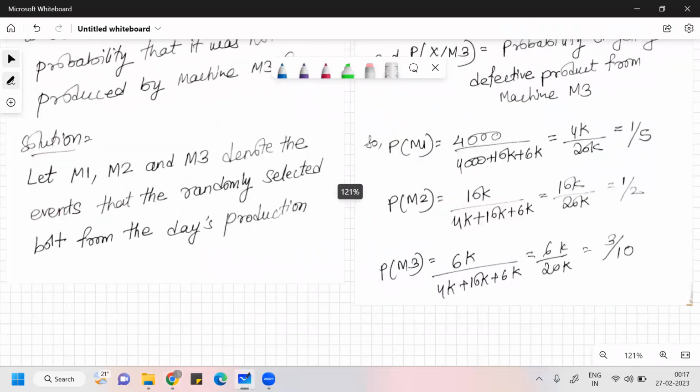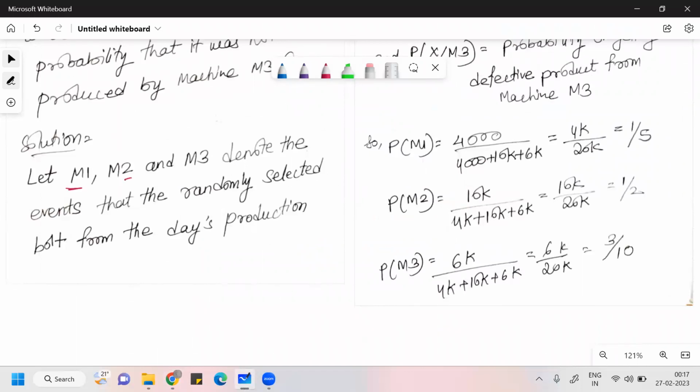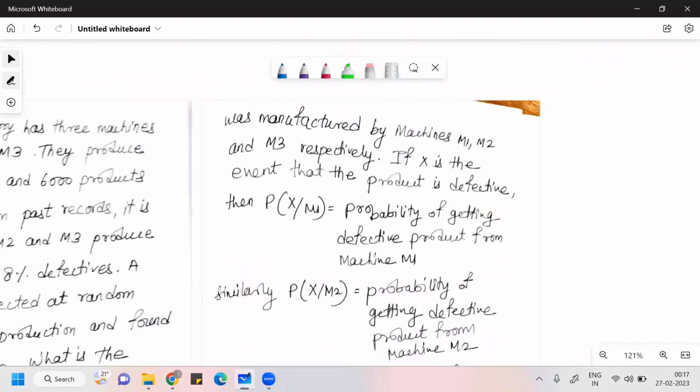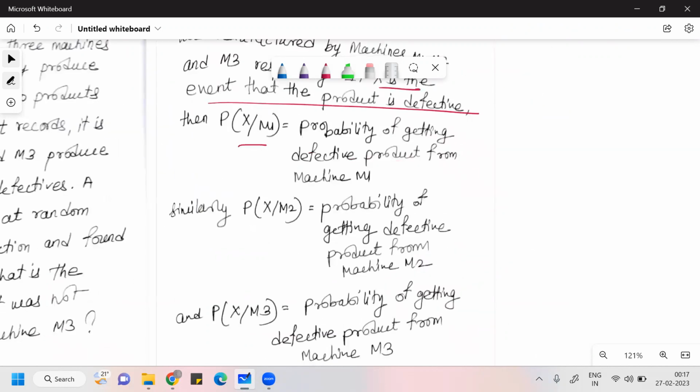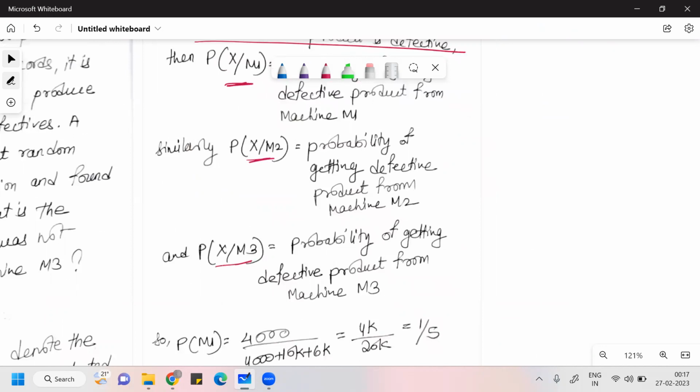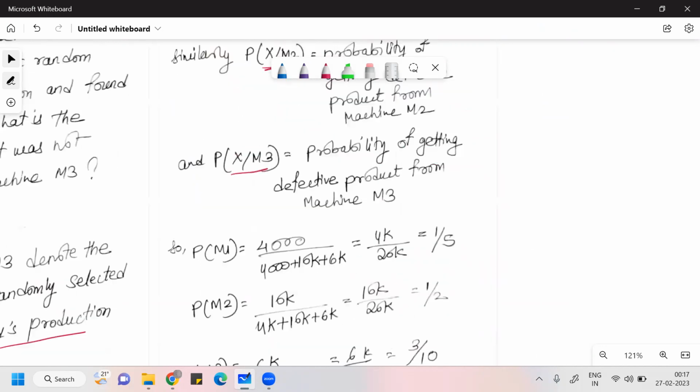So here I'm just introducing M1, M2, M3 to denote the event that the randomly selected bolt from the day's production is from machine M1, M2, M3, and X is the event. Suppose X is the event that the product is defective. So the probability of X given M1 means you get a defective component from machine M1. X given M2 means the probability of getting a defective component from machine M2. X given M3 means the probability of getting a defective component from machine M3.